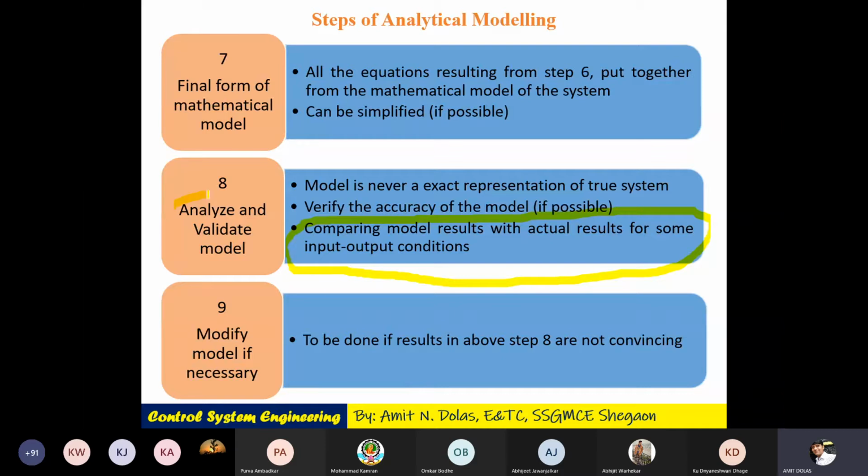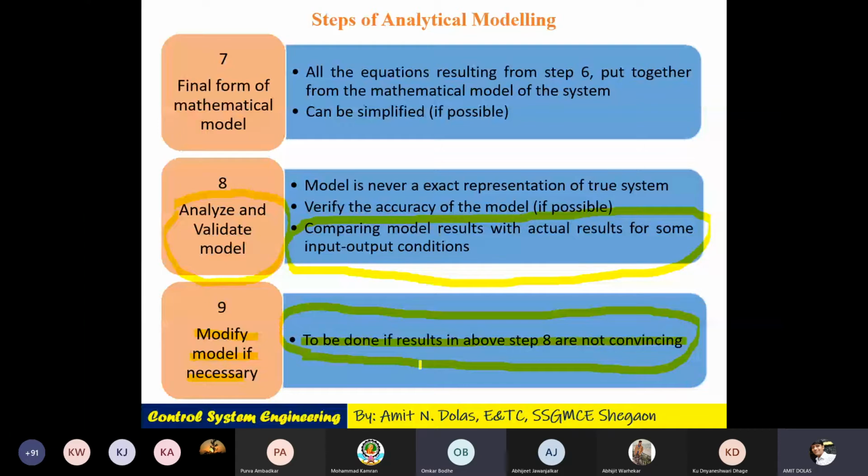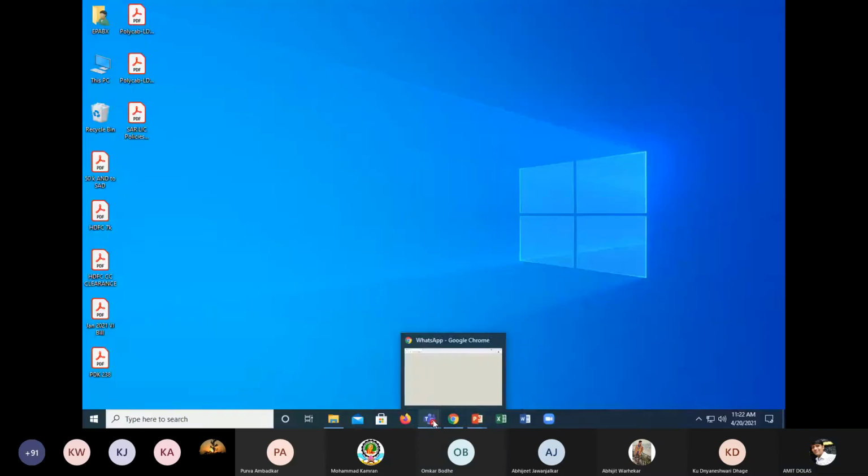So you have to analyze and validate the model and modify the model if necessary. This is to be done if results in the above steps are not convincing. As I said, while validating, if you are not getting the expected result, then you will again go through steps 1 to 7 to validate it.